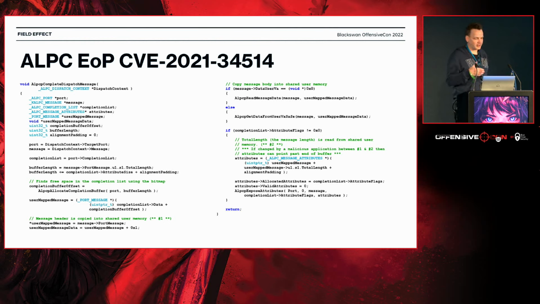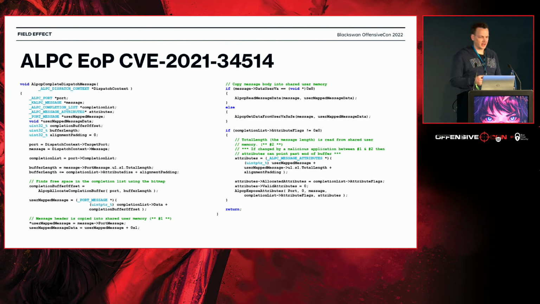Down the left side, the interesting parts are marked with comments. The first comment there is the call to allocate the buffer out of the data section. From that call, it gets an offset of where it has enough free data for the message, and then it calculates the user mapped message, which is a pointer to where the message is going to go in this shared memory region. And then at the bottom of the screen on the left there, it copies in all the port message headers. That includes all the length fields, the header length, data length, and the flag fields.